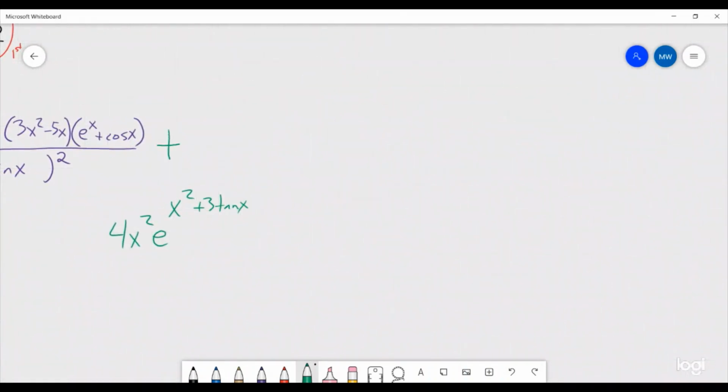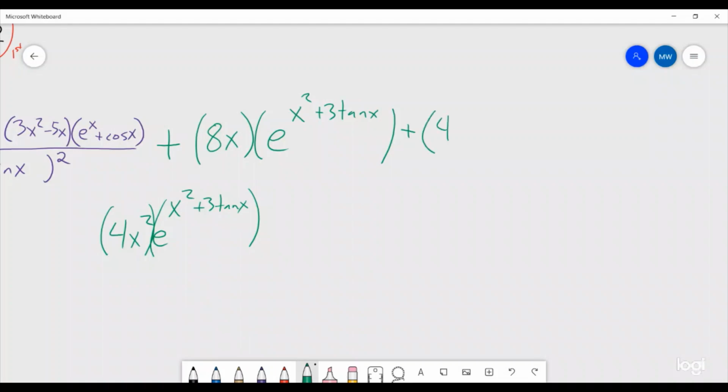So we have plus a product rule. Well, let's clump this. So we have 4x squared and then e to all of that stuff. So product rule says we are going to have the derivative of the first, so that becomes an 8x, times the second without any changes, e to the x squared plus 3 tangent x, plus the first, 4x squared, times the derivative of the second.